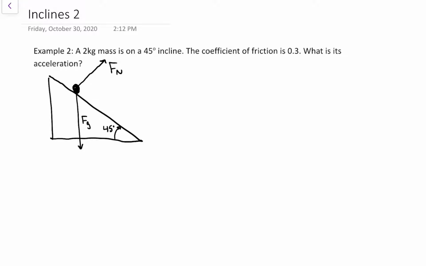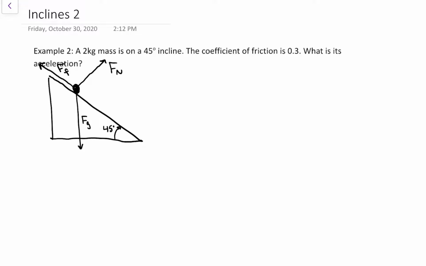Friction in this case, judging by the numbers, since this hill is so steep, this object's going to slide downhill, so friction is going to be uphill. By definition, friction is always parallel to the incline. So at first glance, it looks like friction and normal are on a funny angle, but they're actually good. Normal's already perpendicular to the incline, friction's already parallel to the incline.